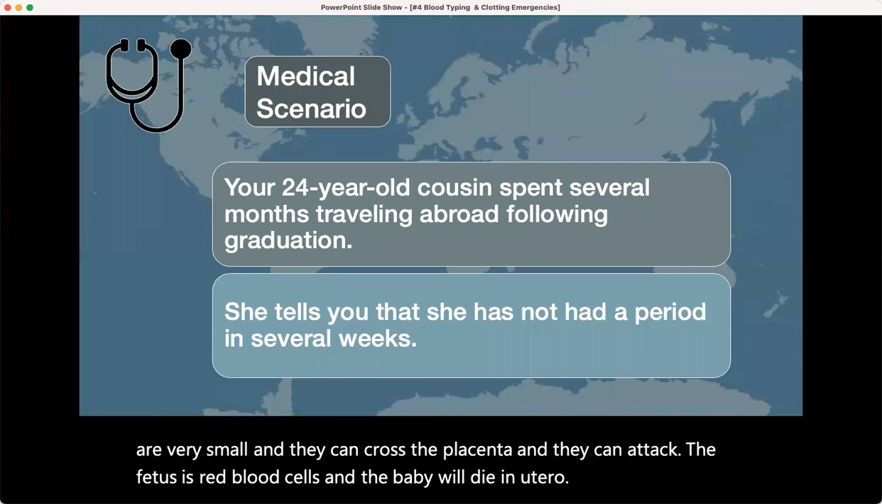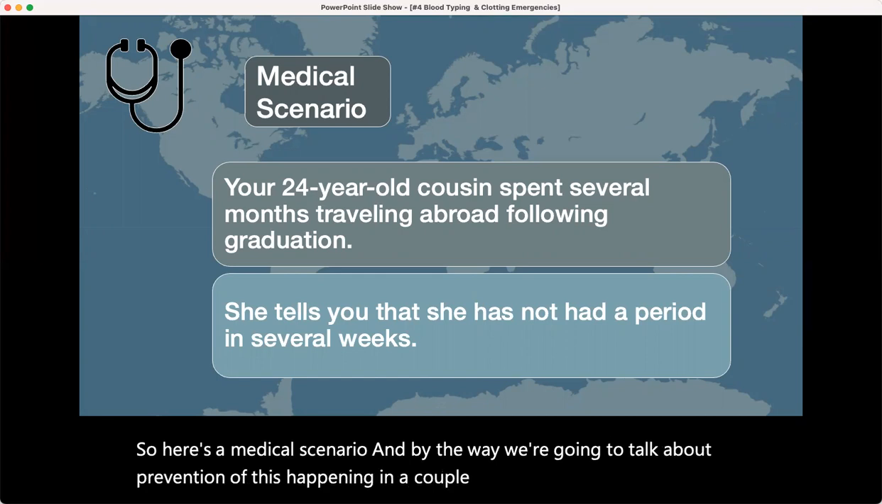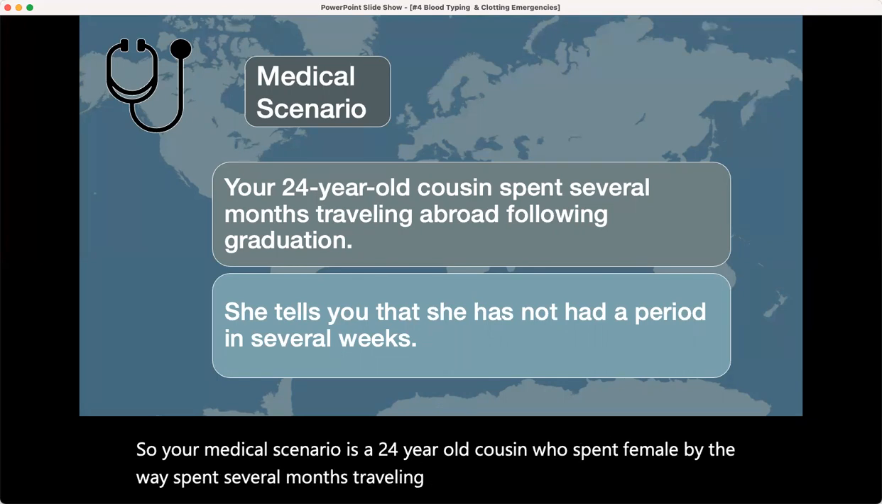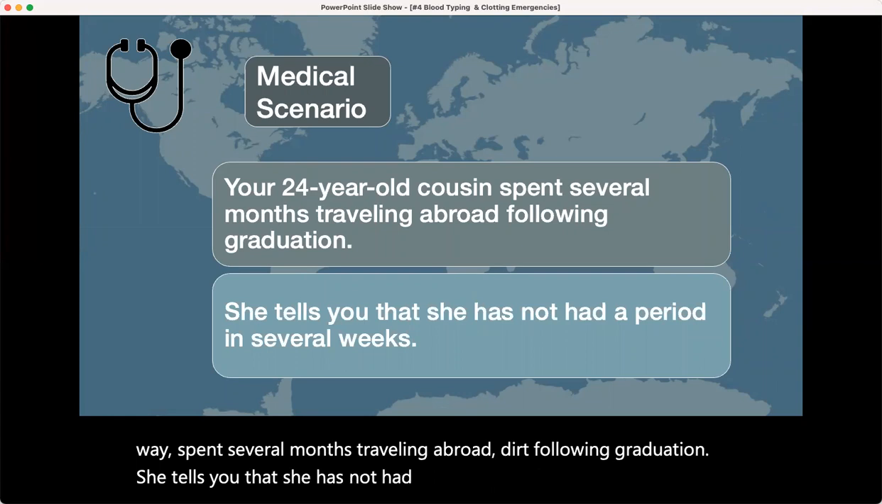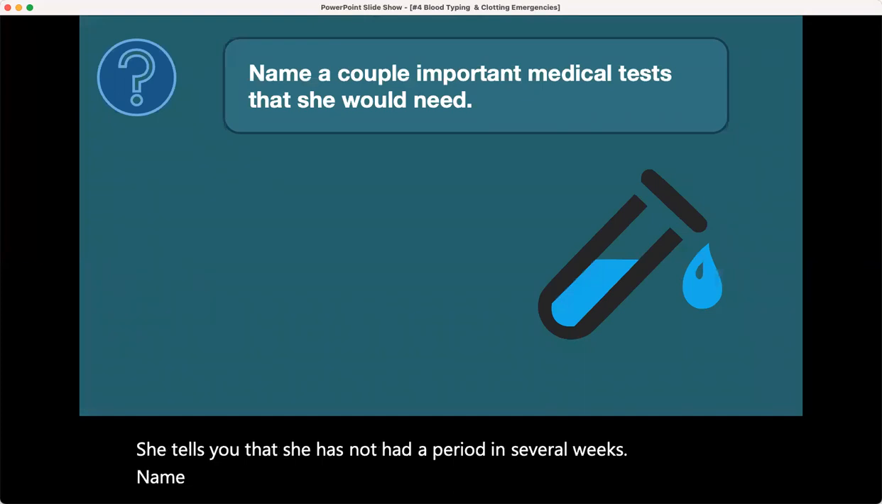So here's a medical scenario. And by the way, we're going to talk about prevention of this happening in a couple of slides. So your medical scenario is a 24-year-old cousin, female by the way, who spent several months traveling abroad following graduation. She tells you that she has not had a period in several weeks. Name a couple of important medical tests that she would need.